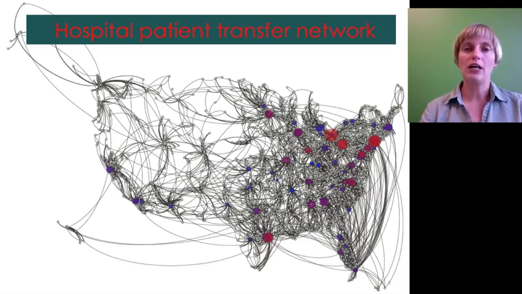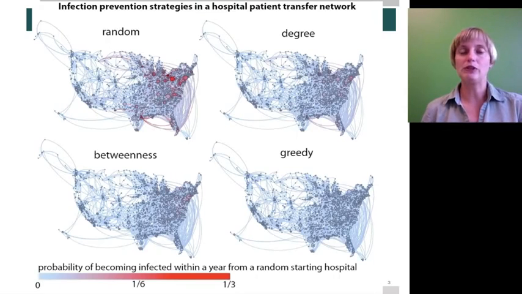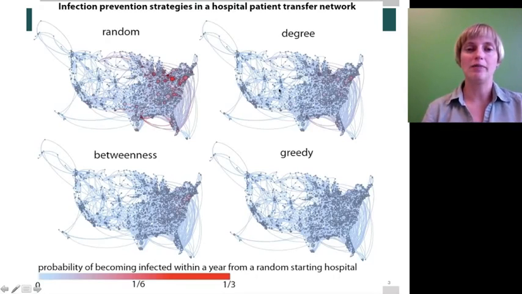So there are different strategies that you could use. You could just allocate money at random. And here what this shows is what the number of infections would look like after a year, and you can see that there are really some hotspots, some hospitals that would have been very likely to be infected if an infection started at any random hospital.